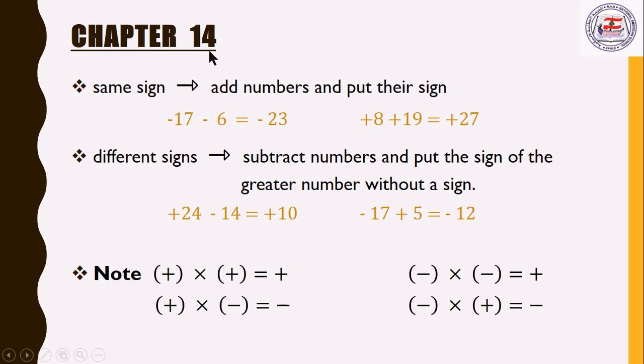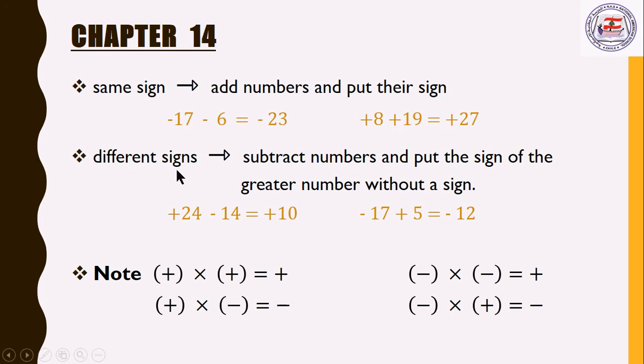Chapter 14. Remember, signed numbers. If they have the same sign, we add the numbers and we put their sign. Minus 17, minus 6, the same sign. Then we add them, 23, and we put their sign, minus. Plus 8 plus 19, both of them are positive. We add 8 plus 19, 27, and we put the sign.